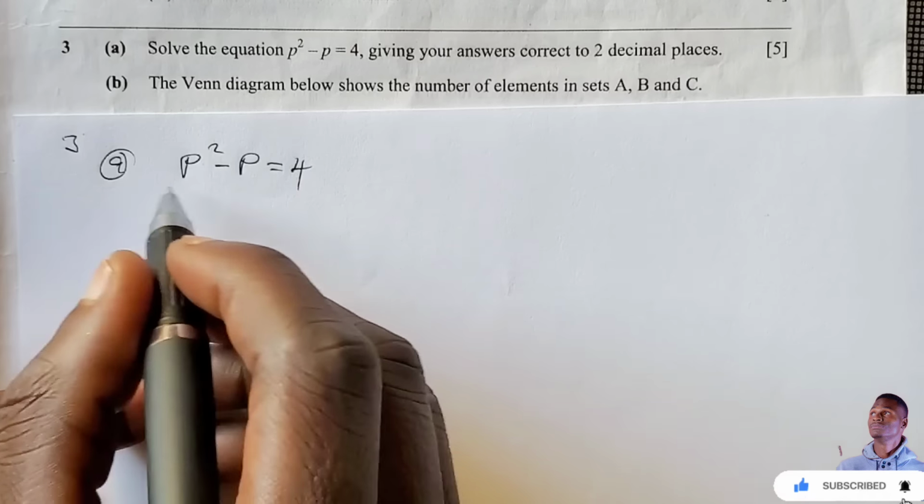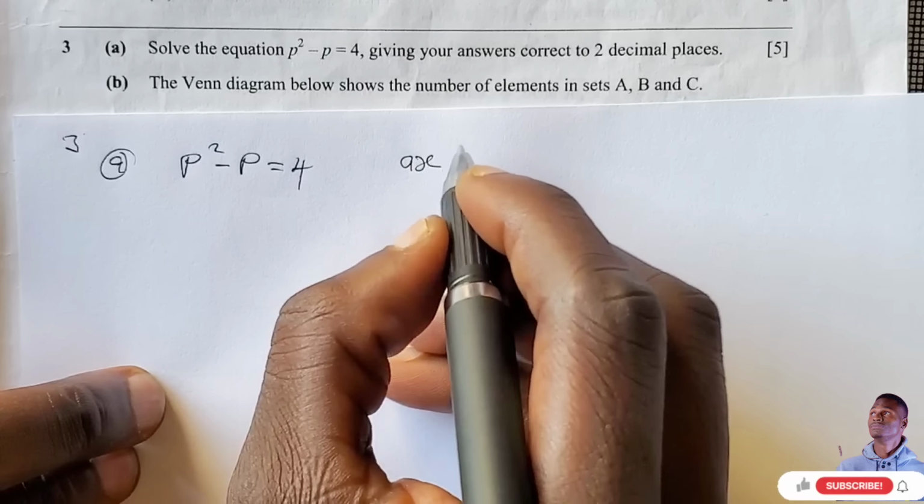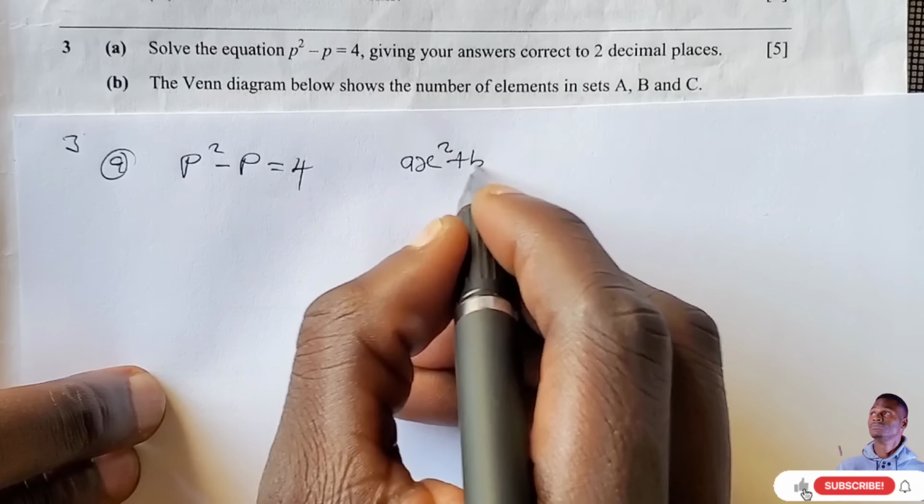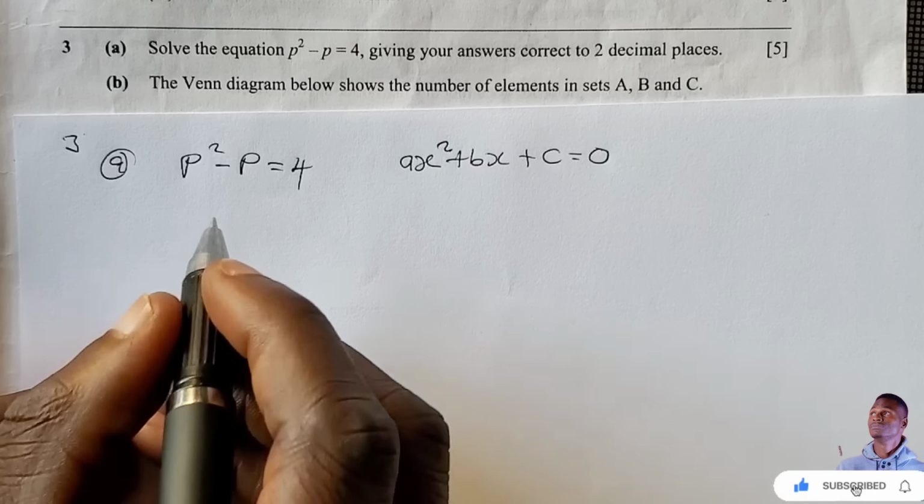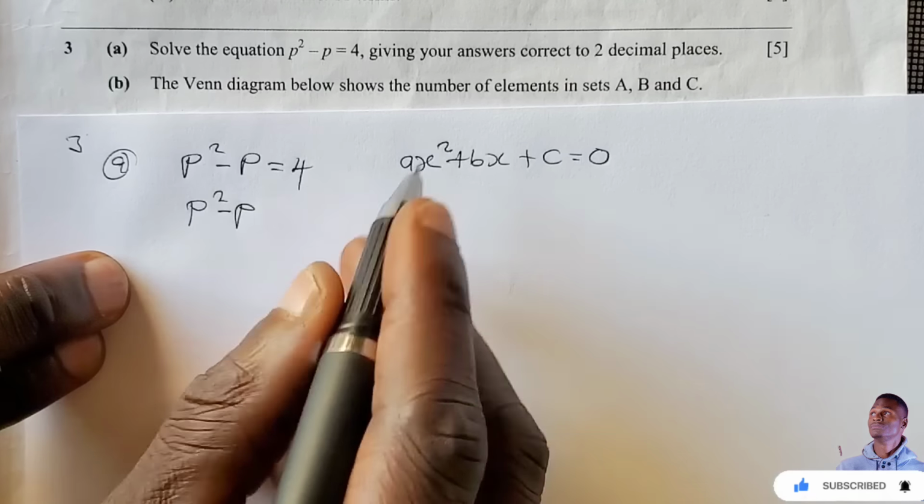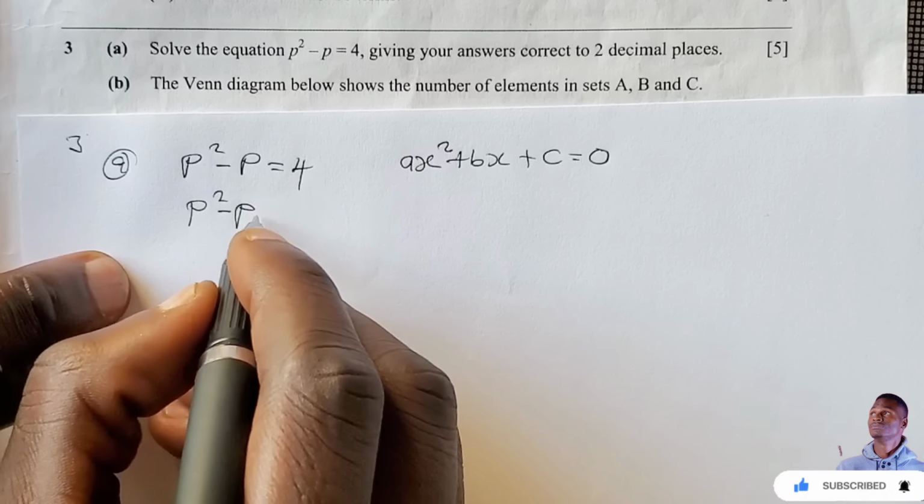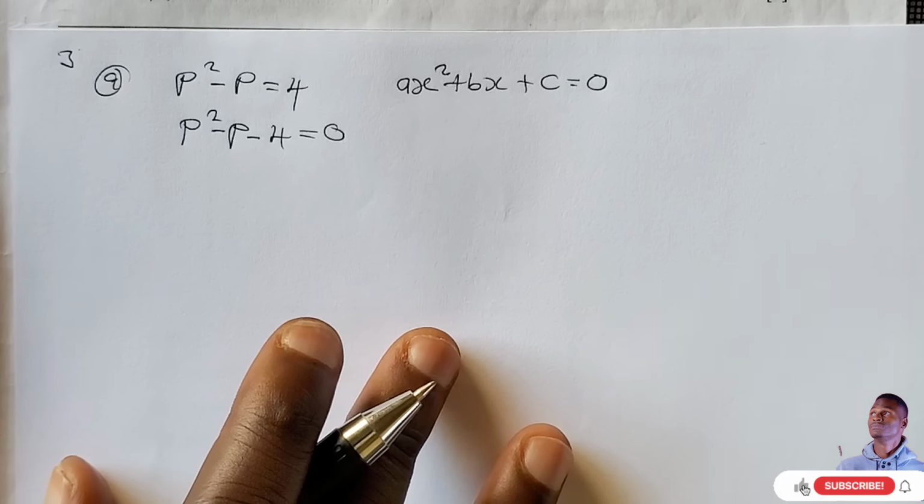Now what should be in your mind here is, ask yourself, is it in the correct form, which is ax squared plus bx plus c is equals to 0? No, right? So here it is supposed to be p squared minus p, and then the 4 will come this side. It becomes minus 4 is equals to 0. That's when you can start solving.